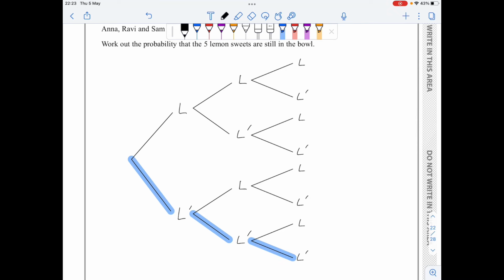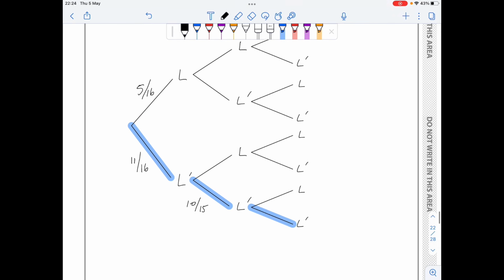Now the probability of originally choosing a lemon is 5 over 16, which means 11 over 16 is the probability of not choosing a lemon. Now after one is gone, there are 15 of them, and 10 are not lemon. So 10 out of 15 is the probability of not choosing a lemon in the second pick, and then there are 9 non-lemons out of 14.